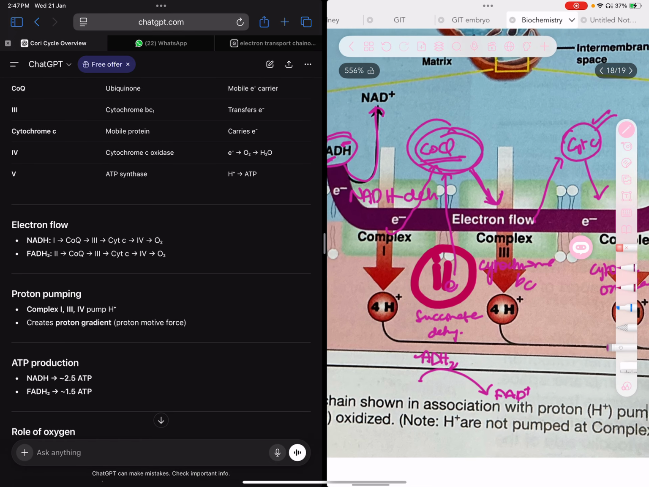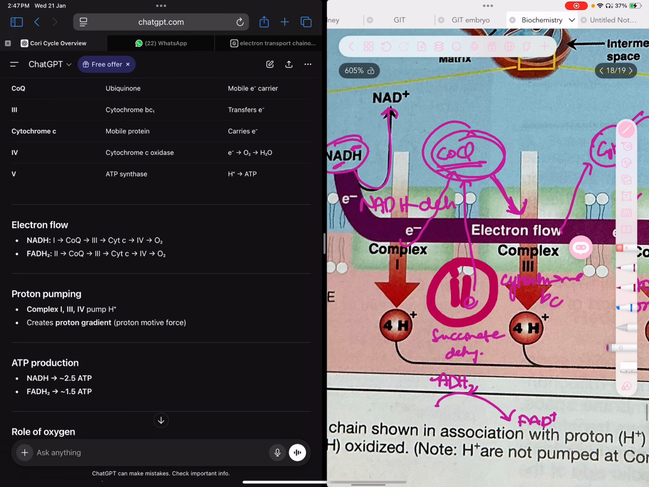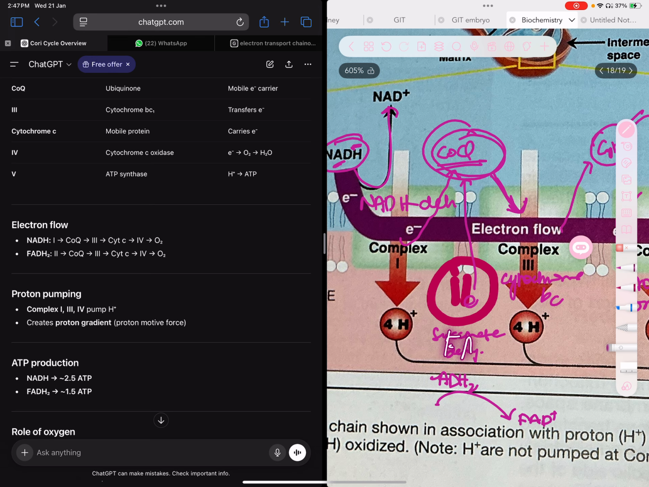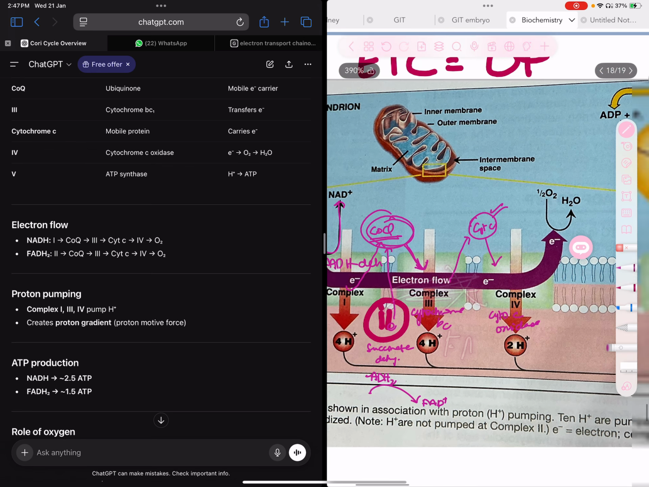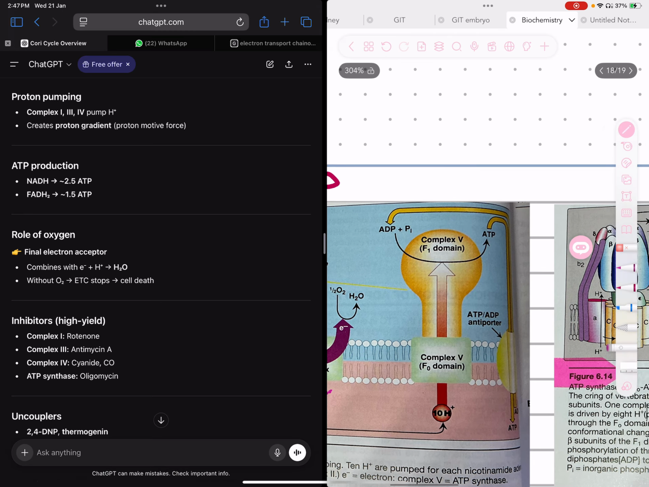And that's the reason when you talk about NADH, this produces 2.5 ATP, whereas FADH2 produces 1.5, because it started off here and it missed these two complexes. So its energy was generated from these two regions. So 1.5 ATP. The final electron acceptor is oxygen.